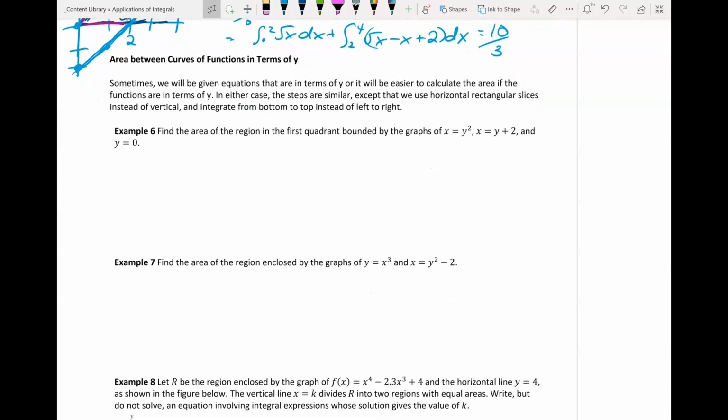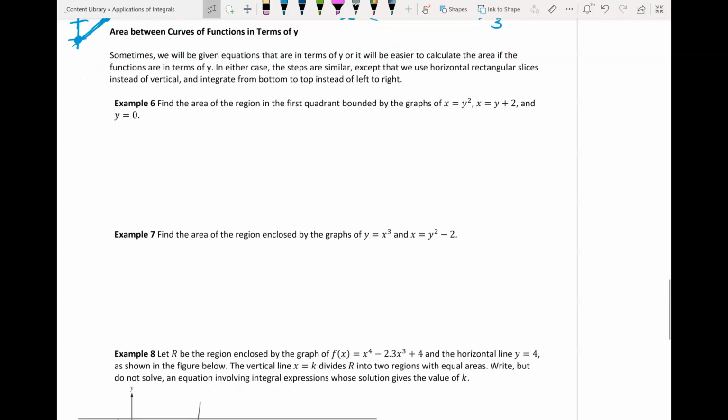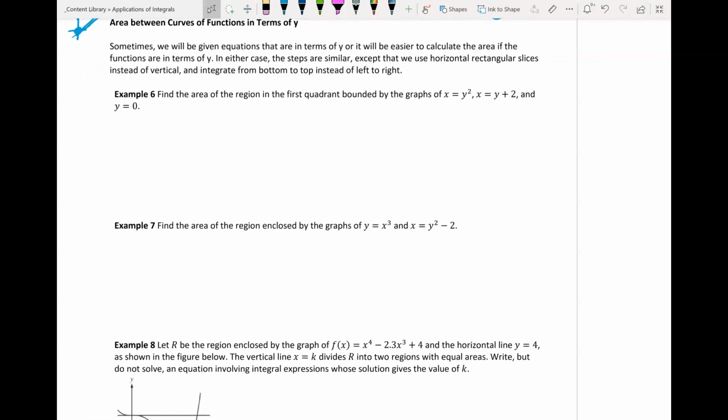The other way you can calculate the area is to change your functions in terms of y. So the ones we just did, all of our functions were in terms of x, and we would do top minus bottom. Sometimes with the functions given to you, it's actually easier for you to change in terms of y, so you can do right minus left instead. So we're going to see several examples of how this could occur.